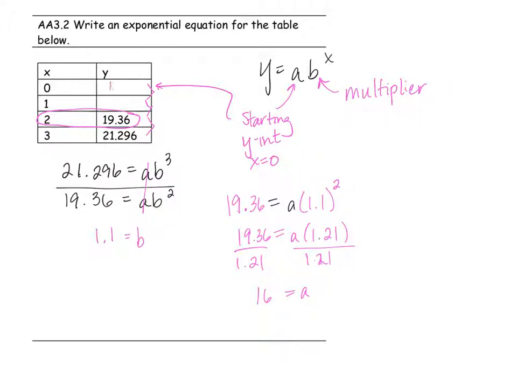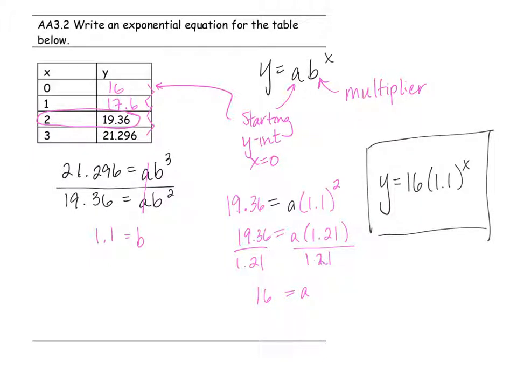So that gives me my starting value. Multiply that by 1.1 to get 17.6 for that middle one. So now I have a starting value, I have a multiplier, then I have my equation. So my equation here, y equals, or f of x equals, depending on how you want to write it, 16 times 1.1 to the x. And that's my exponential equation for this table.